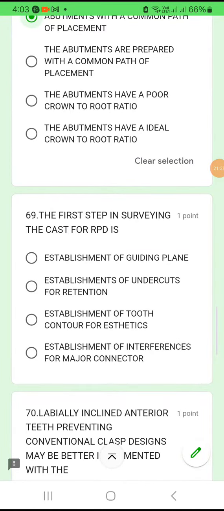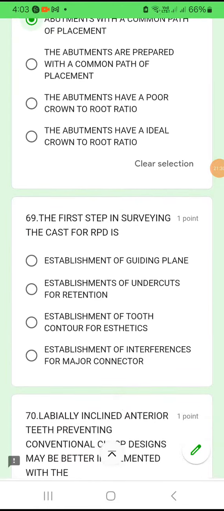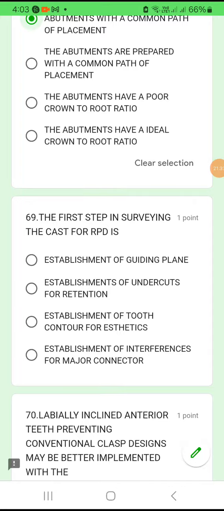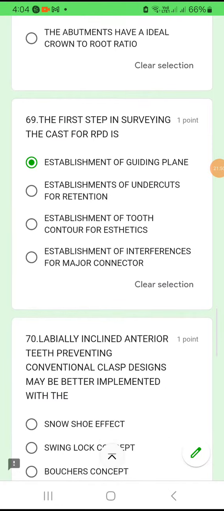Question number 69. The first step in surveying the cast for RPD is establishment of guiding plane, establishment of undercuts for retention, establishment of tooth contour for aesthetics, or establishment of interferences for major connector. The first step in surveying the cast for RPD is to establish a guiding plane, isn't it? So establishment of guiding plane.